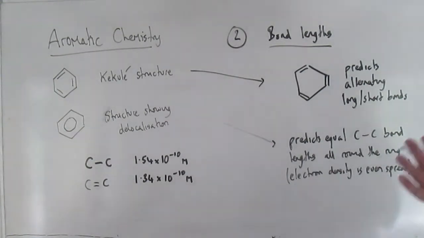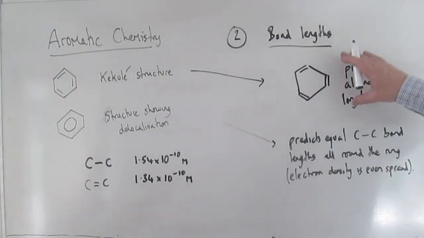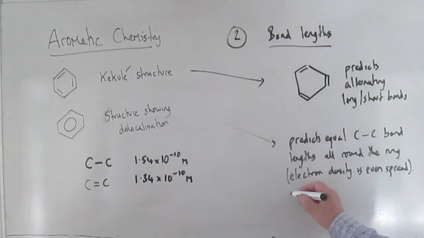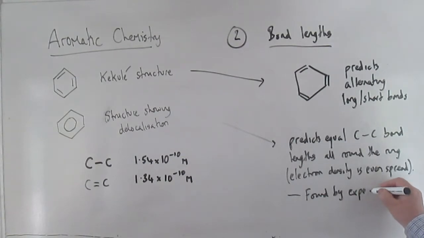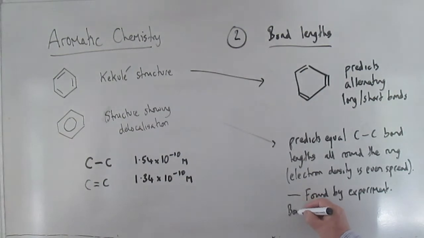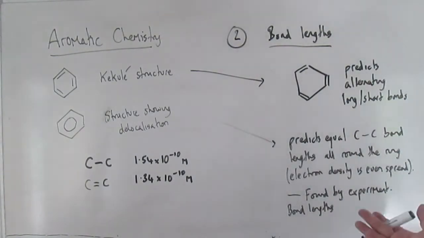So this is what you find. That's not what you find when you do the experiment. So this is found by experiment, and so that's very strong evidence in favour of the delocalized model. And the bond length, you don't have to memorise these numbers, really just talking about the equality of the C bond lengths is enough.